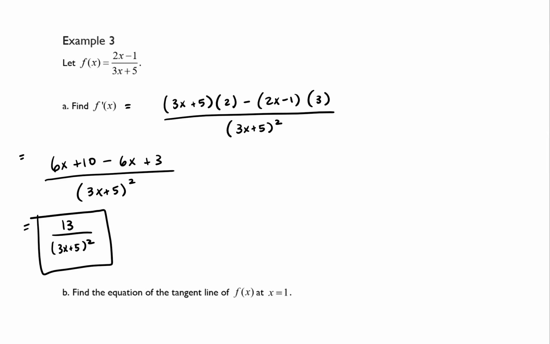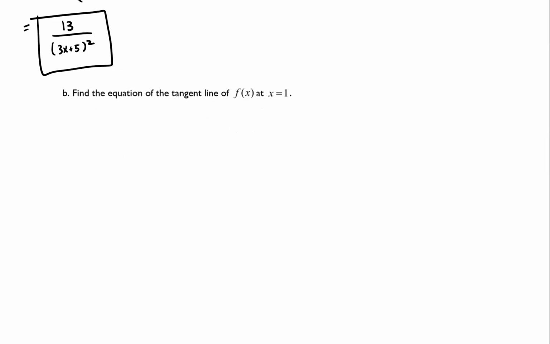Part B wants us to find the equation of the tangent line of f of x at x equals 1. We've found the derivative in part A, so let's first evaluate f prime of 1. So that's going to be 13 over (3 times 1 plus 5) squared, which is 13 over 3 plus 5 is 8, and 8 squared is 64. So that is the slope at that location.